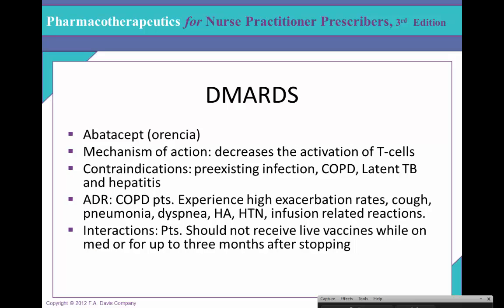Another one, which is abatacept, Orencia, mechanism of action is more or less the same. It decreases the activation of T cells and interleukins and tumor necrosis factor, and mainly the contraindication is infection. I know COPD patients, but it's basically any type of major acute infectious process.